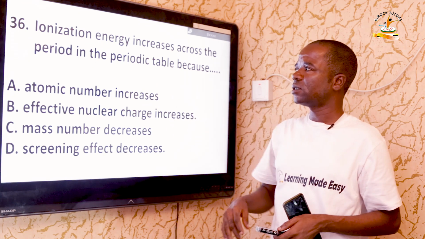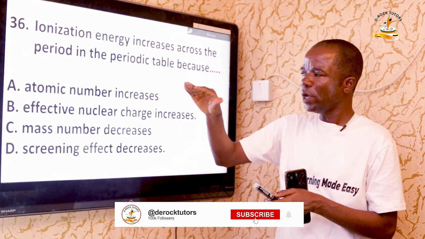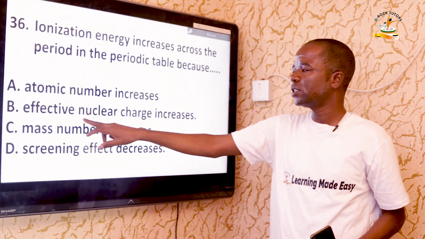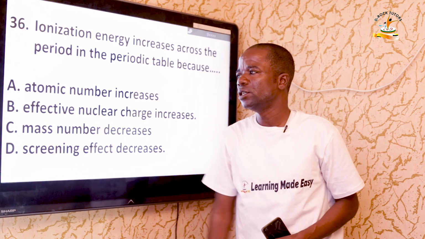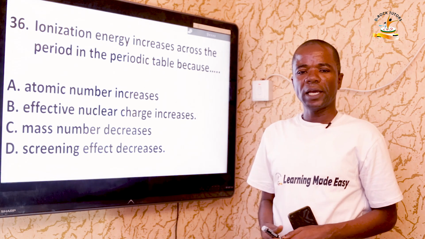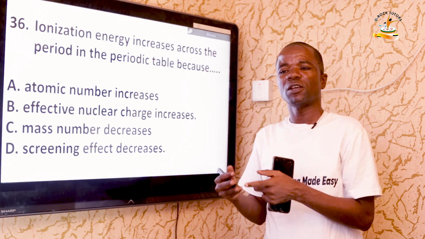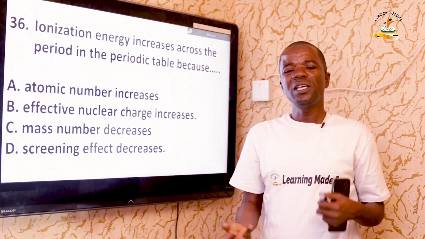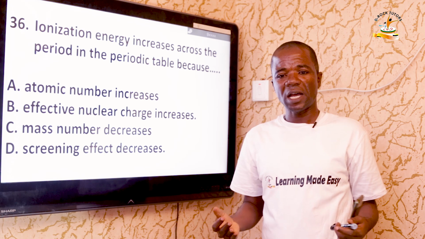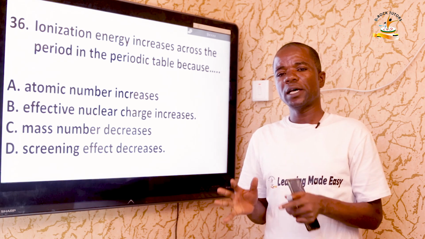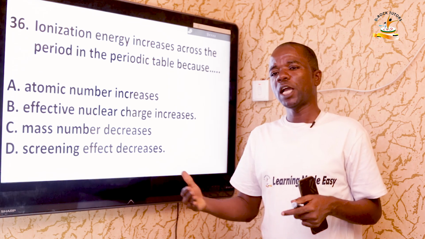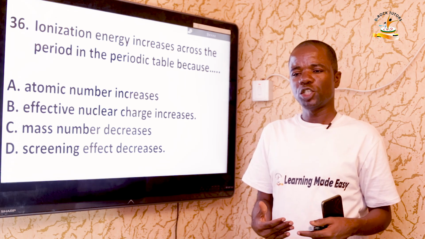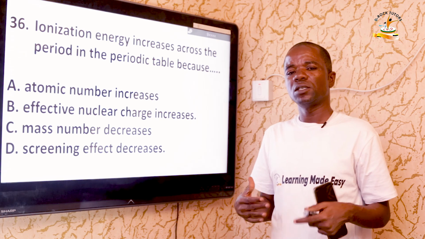So what makes the ionization energy of elements increase from left to right across the period is the gradual increase in the effective nuclear charge. The correct answer is option B. Don't forget that there are some factors that affect the ionization energy of an element. One of them is the effective nuclear charge. Another one is the size of the atom. The smaller the size of the atom, the higher the ionization energy, whereas the bigger the size of an atom, the lower the ionization energy. Another one is the screening or shielding effect. The higher the shielding effect, the lower the ionization energy.